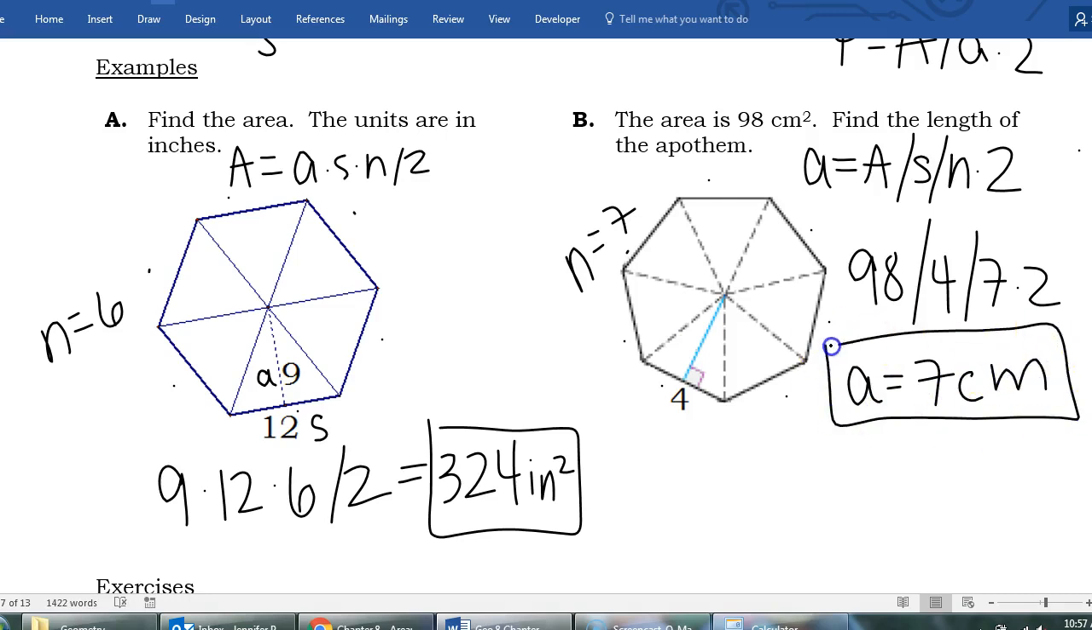So find the appropriate formula for what you're trying to find, sub in the appropriate values, and that's all there is to it. Good luck on the exercises, and please let me know if you have any questions.